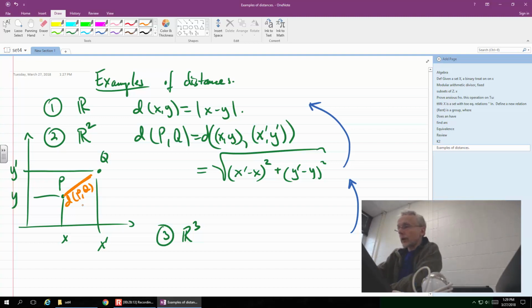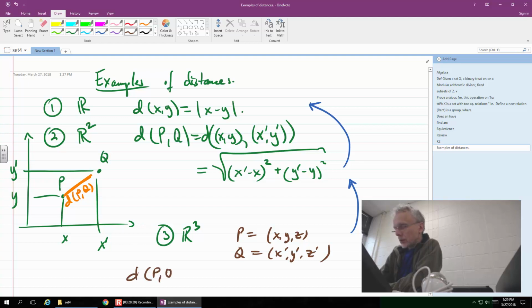In dimension 3, we have points P is x, y, z, say. Q is equal to x prime, y prime, z prime. So the distance between P and Q is what? You don't remember the pattern?